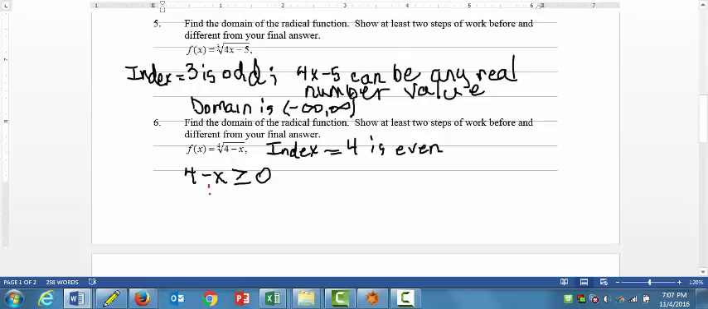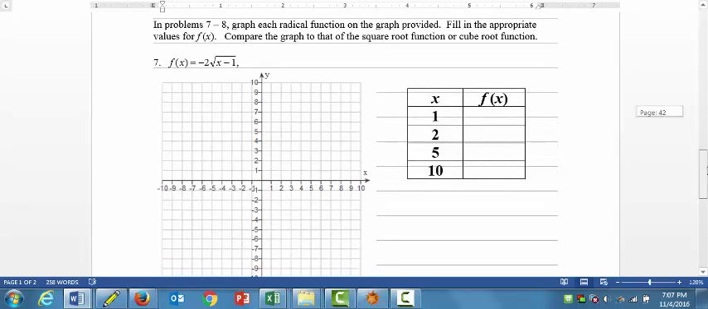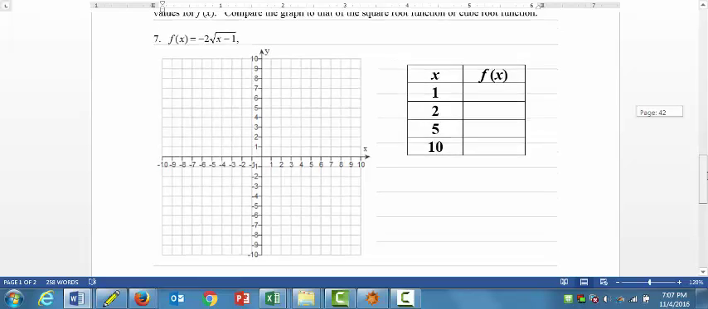So I'll simplify this inequality by adding x to both sides. And that means 4 has to be greater than or equal to x. Now that's the same as saying x is less than or equal to 4. Let's look at graphing radicals.